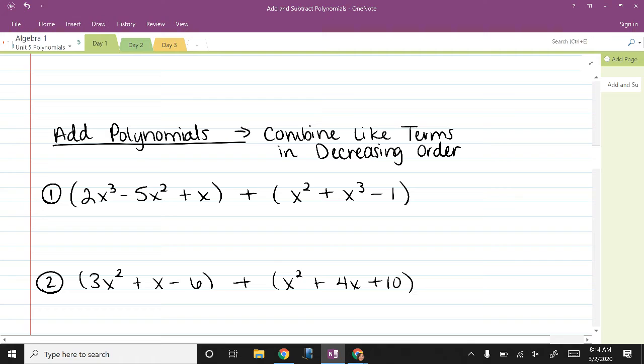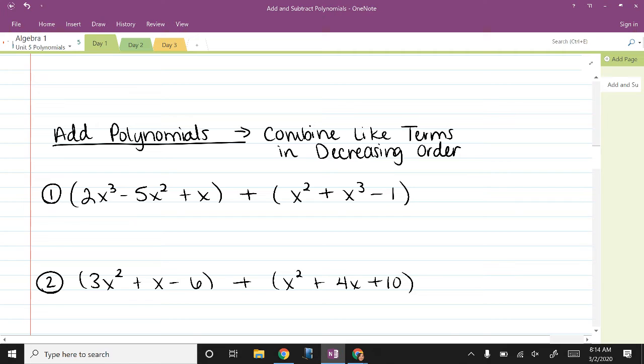All right, when we add polynomials, what you're going to do basically is just combine like terms in decreasing order. Okay, that's what happens when you add polynomials. You're going to start with the highest exponents and go down to constants. Now I know that I'm adding polynomials because the polynomials are separated with parentheses. Do y'all see that? And there's a plus sign between the parentheses. So you look between the parentheses to see if it's adding or subtracting.